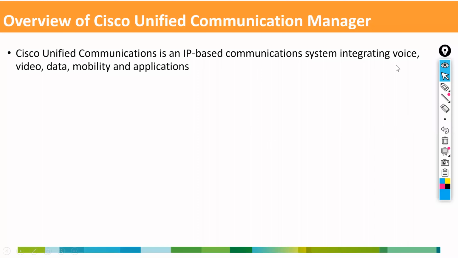Next, it integrates voice. Through this, we can make voice communication, video communication, data, mobility, and applications. Mobility means what? For example, I have an IP phone and someone is dialing my IP phone. I'm not answering that call. After a few seconds, my mobile phone has to ring. That means it's connecting to an external network. It's not connecting only to my organization's resources. It also connects to networks external to that. This type of feature we call mobility.